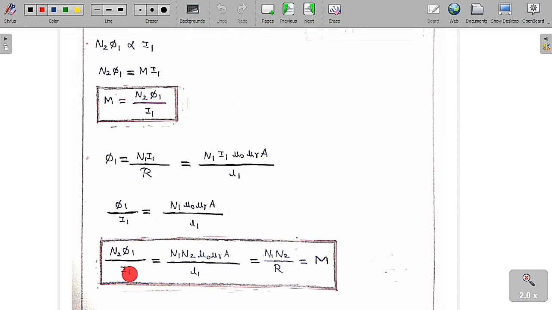You are going to get N2 into phi1 by I1, where I1 by I1 is the same value, so we will substitute here. We are going to get N1 into mu naught mu R A by L1, which is nothing but N1 N2 by R, equal to M. So M is equal to N1 N2 by R. So these are different formulas of M. M is nothing but N2 phi1 by I1 or N1 N2 by R. So these are the two different formulas.